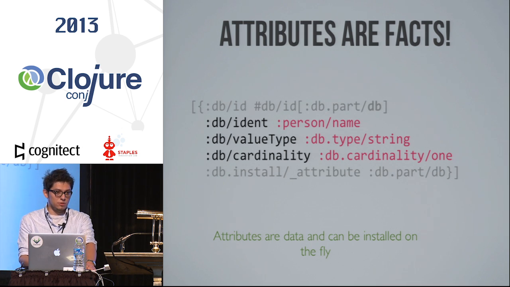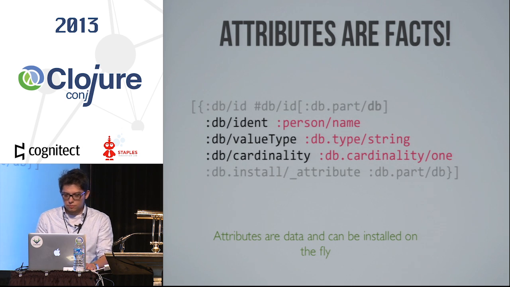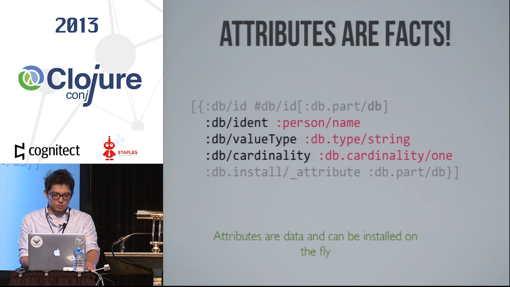The first key differentiator of Datomic is that attributes are facts or data, and you install them into the database just as you would install any other entity-attribute association. So here we are defining or installing an attribute. Attributes have a name, a type, and a cardinality, and you can install them on the fly.